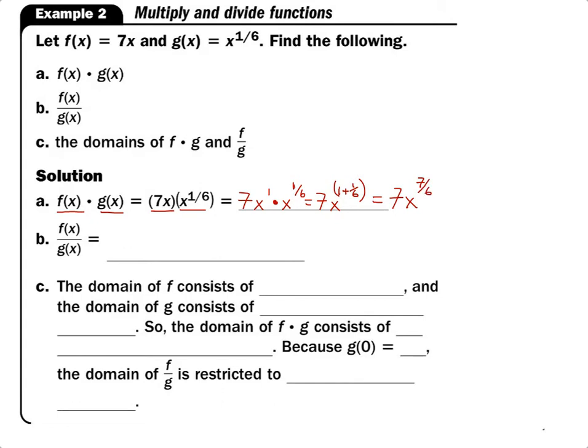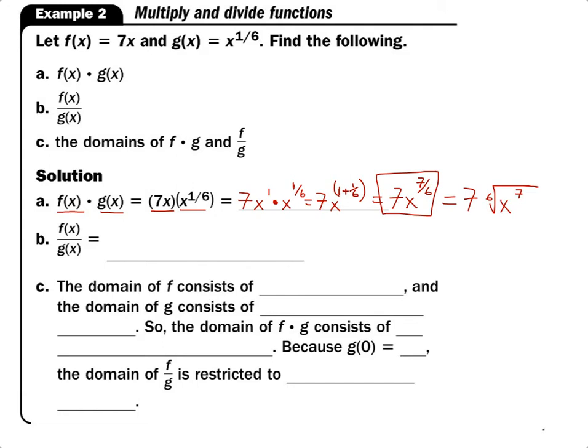So it's 7x to the 7/6. If you wanted to go off the rails and try to be really cutesy, you could do something like 7, and this could be the 6th root of x to the 7th power, but normal, emotionally healthy people don't do that unless they have to.